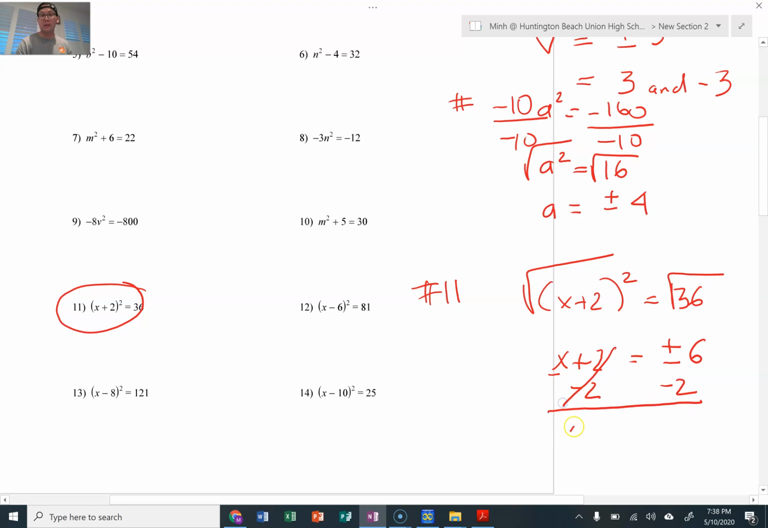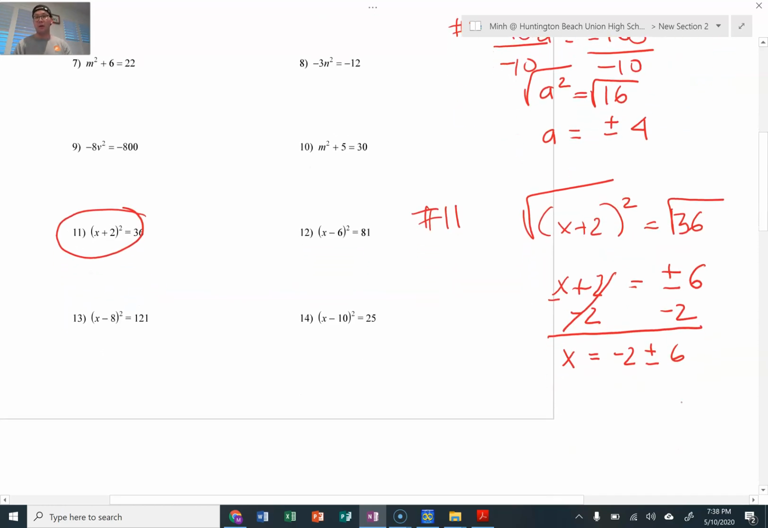So these eliminate, leaving x. Now, the next part is really important, right? I'm going to write it completely horizontal, so I have negative 2 plus minus 6. And then with your answer, you're going to finish off by having two solutions. So you're going to have negative 2 plus 6. So your first solution is going to be positive 4. Then you're going to have negative 2 minus 6, and that's going to be negative 8.